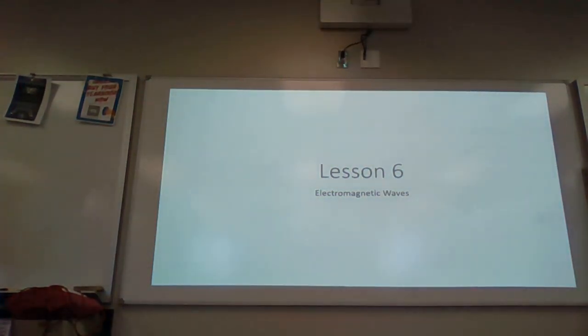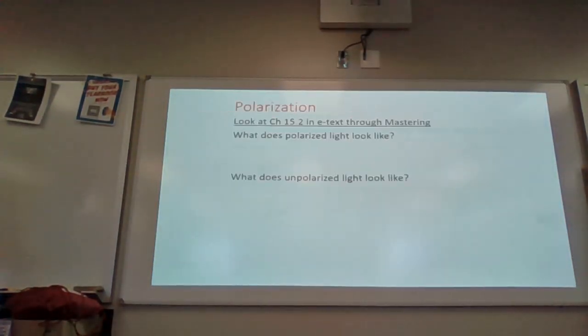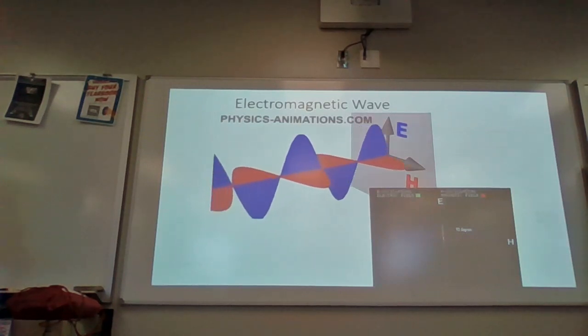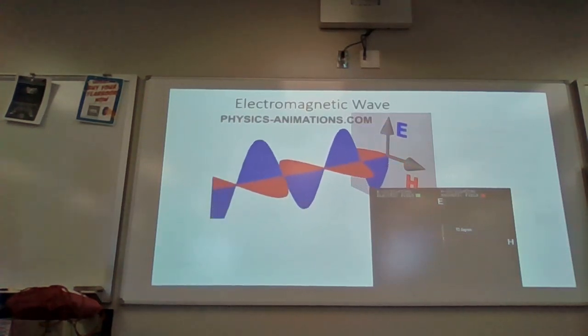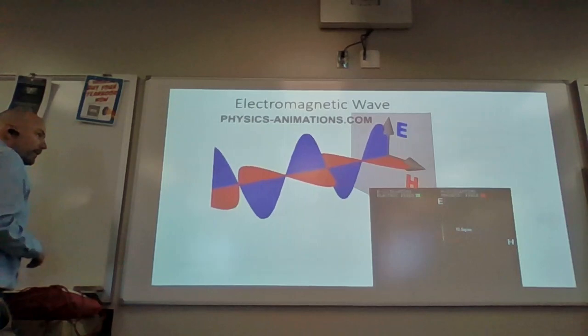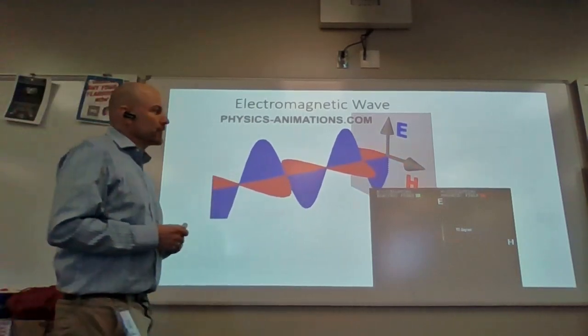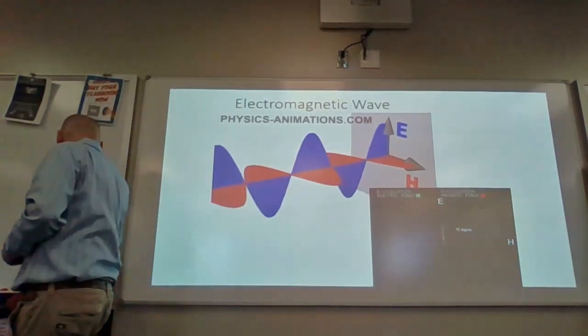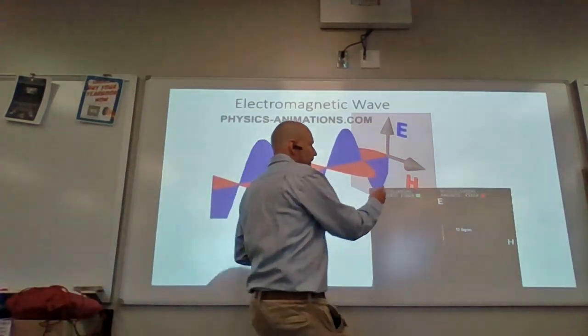All right, so electromagnetic waves. I could have made you do a pre-quiz, but I decided not to. So, electromagnetic waves. They are electric fields and magnetic fields that are oscillating perpendicular to each other.